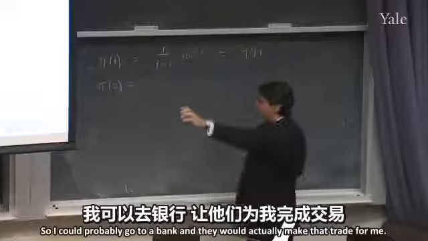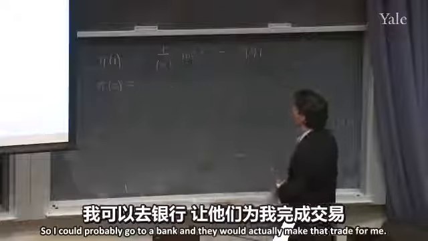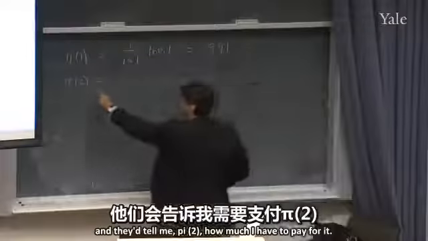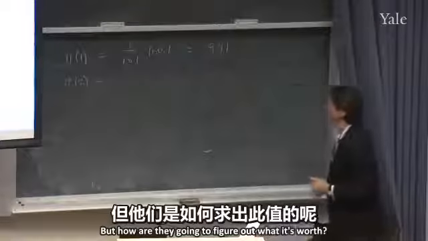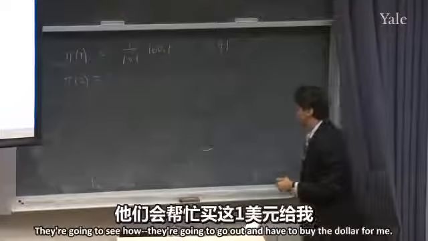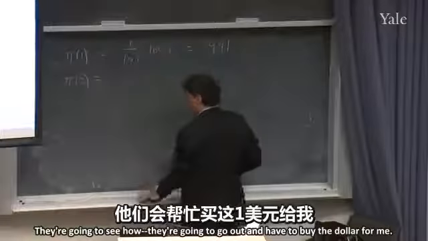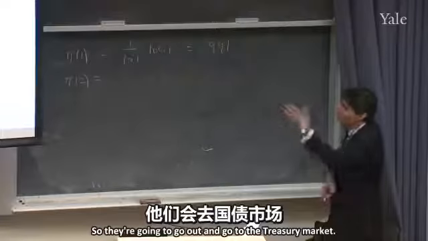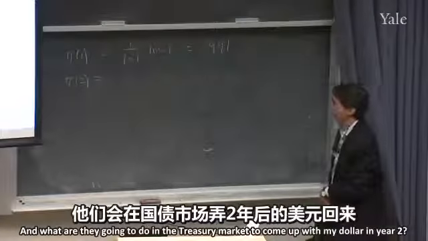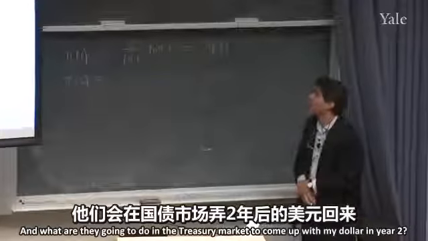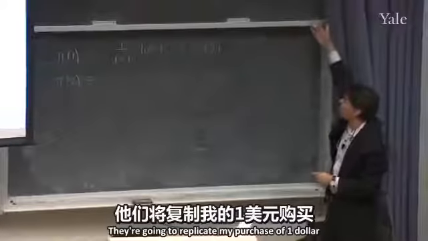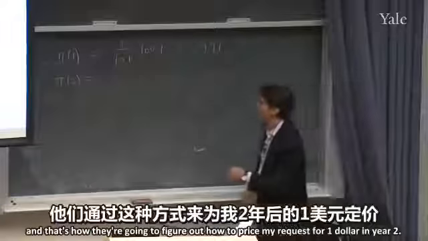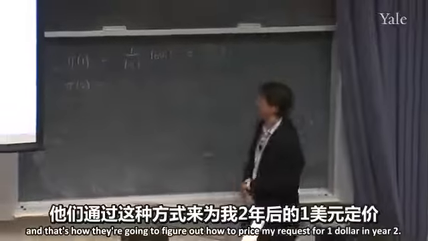I could probably go to a bank and they would actually make that trade for me. I could just call up the bank and say, I want $1 in year 2, and they'd tell me pi 2, how much I have to pay for it. But how are they going to figure out what it's worth? They're going to go out to the treasury market and replicate my purchase of $1 with a more complicated portfolio that they can actually trade. That's how they're going to figure out how to price my request for $1 in year 2.